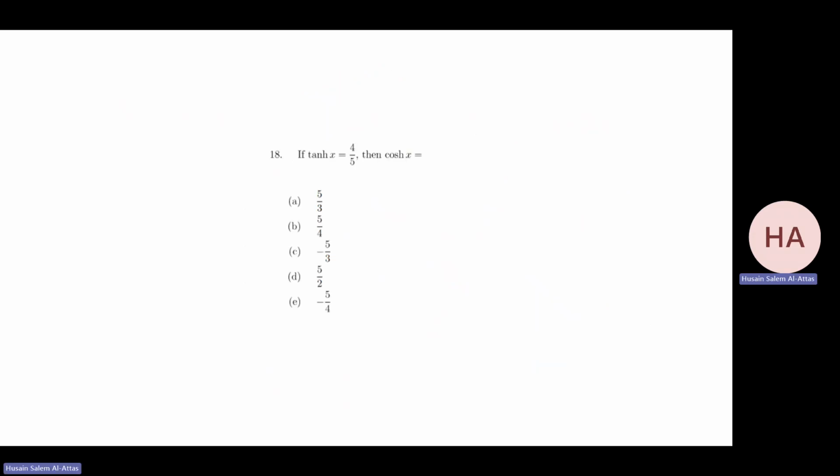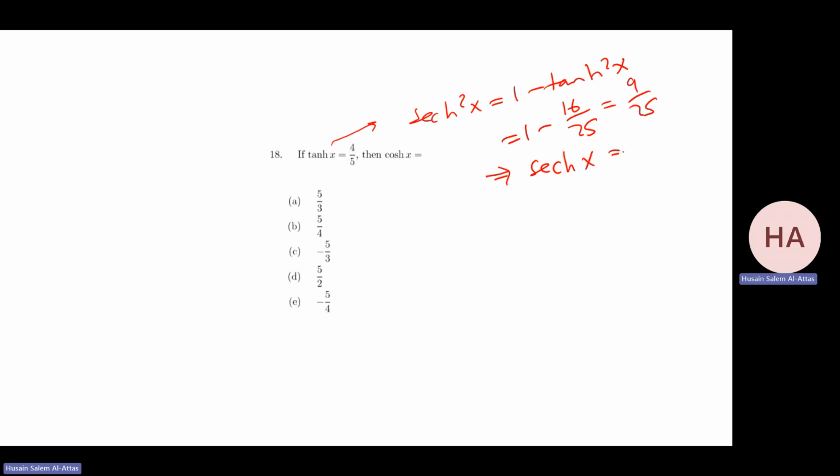Okay, let me do this, the last one. From this, I get secant hyperbolic squared is 1 minus tan hyperbolic squared. That is 1 minus 16/25. That is 9/25. So secant hyperbolic is 3/5. I'm taking the positive. So cosine hyperbolic is 5/3.